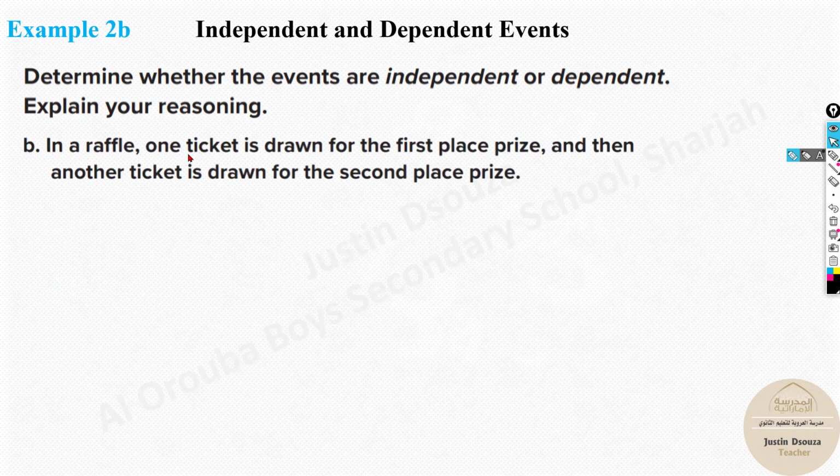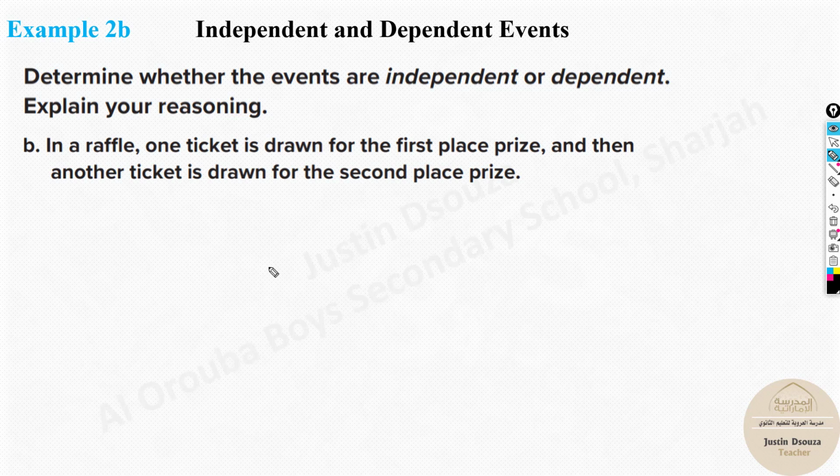Now, in a raffle, one ticket is drawn for the first place, and then another ticket is drawn for the second place. A raffle ticket is like a lottery ticket. You win prizes for those tickets. So, for one ticket, you got the first place. You can't use it again. It won't be there. Once you get first place, it's gone. That's removed. Done.